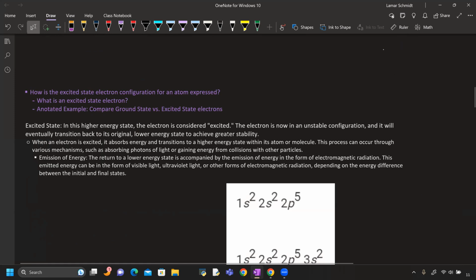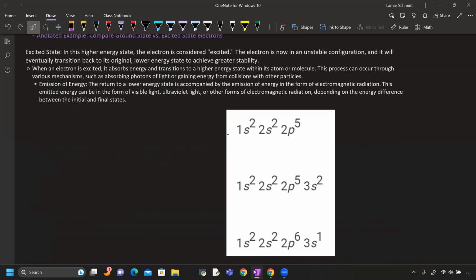I had defined an excited state electron for you. The excited state electron is an electron that has moved to a higher energy state because it has gained energy from some source. But this is very unstable, and that electron is likely to fall back into its most stable arrangement, releasing energy. But what could that electron configuration look like while it is in the excited state? And so I have an example here, and these are 3 examples.